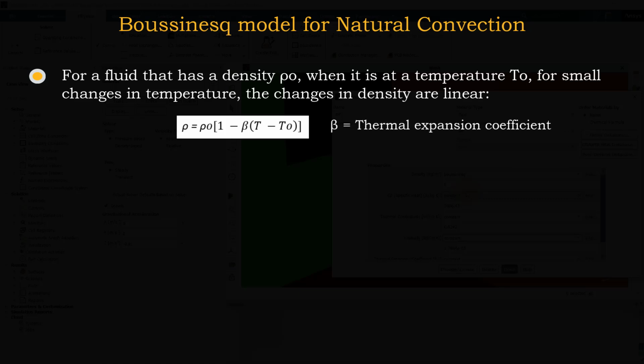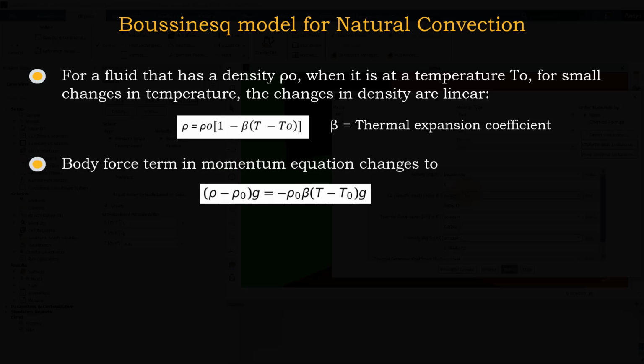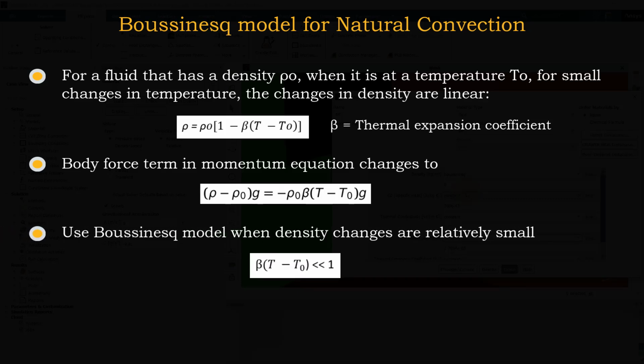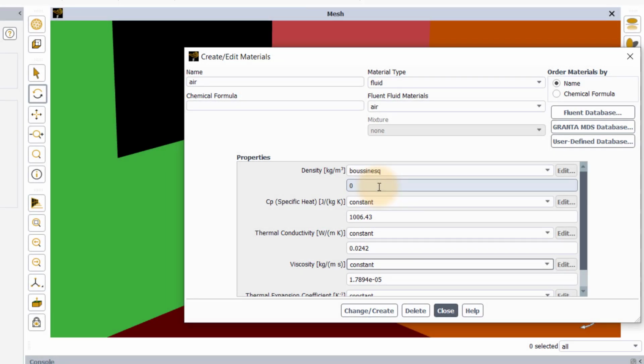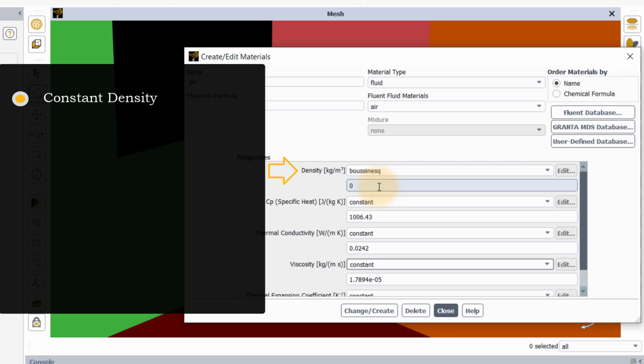You can see that if we rearrange this and multiply by gravity, the left-hand side is the same as the body force term that we looked at before. So what happens in Fluent is that it just replaces the body force term with the right-hand side of this equation. Linear variation of density is only realistic over a small temperature range, so it's recommended to use the Boussinesq model when the product of beta and T minus T0 is small. The advantage of the Boussinesq model is that it allows a constant density to be used in the other terms in the momentum equation, which can often lead to faster convergence.